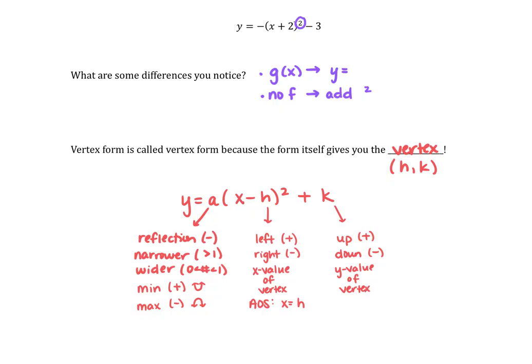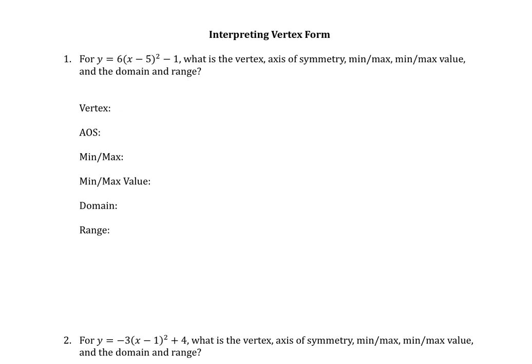And remember, once I know the y value of the vertex, it gives me the min or max value, because that would be y equals that k value. So these come together to come up with that vertex, which then helps me identify all the other key features as well, and I can identify all the transformations. So now we're going to practice taking our vertex form and identifying those key features.